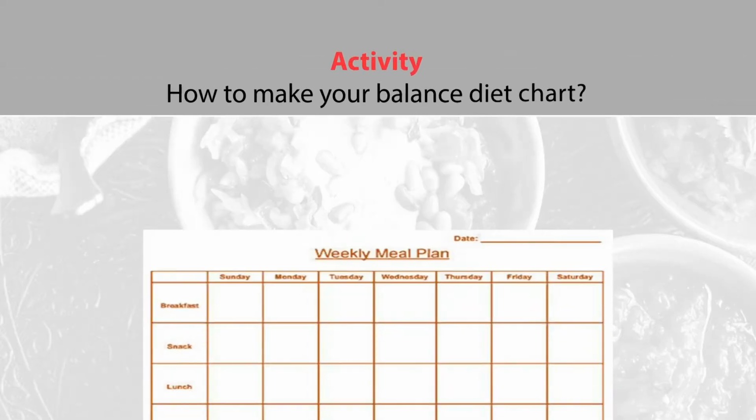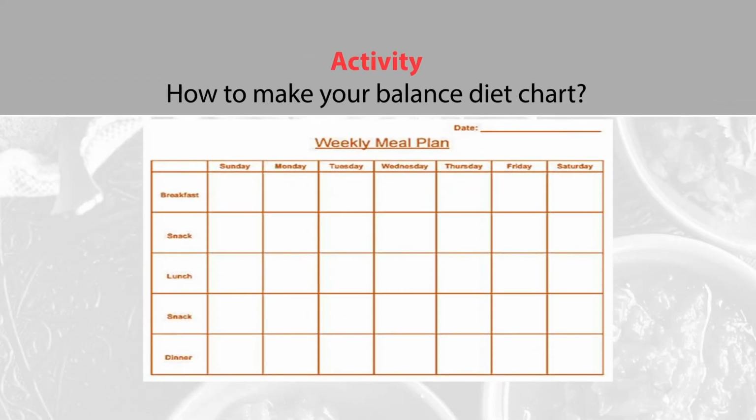Now how can you teach it? You can give them an activity to make a chart. It can be a weekly meal plan type chart, where they write Sunday, Monday, Tuesday, Wednesday, Thursday, Friday, Saturday in one column, and what they will eat at breakfast, snacks, lunch, snacks and dinner, if they are taking 5 meals.